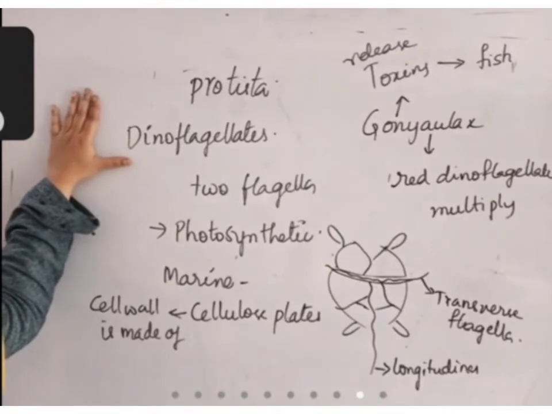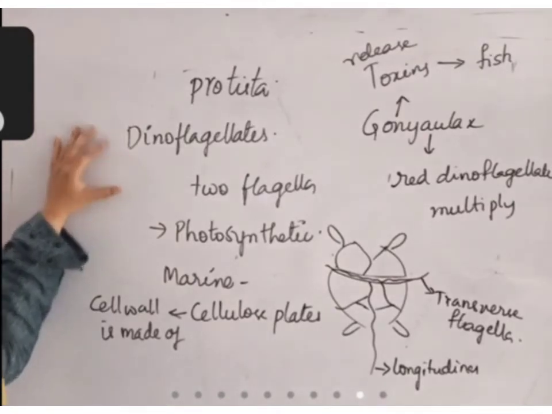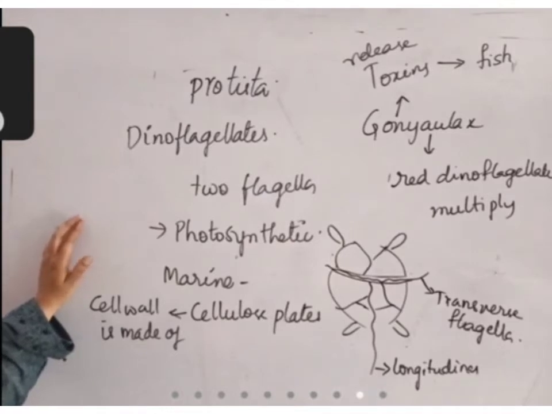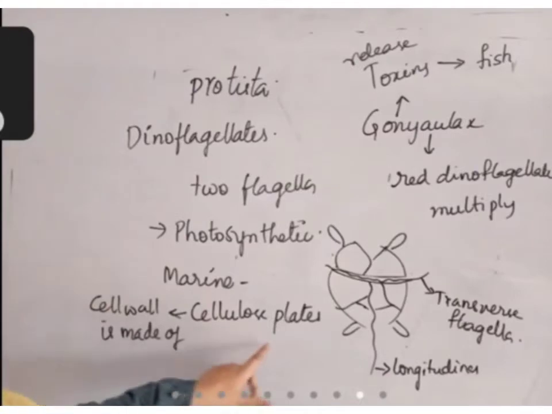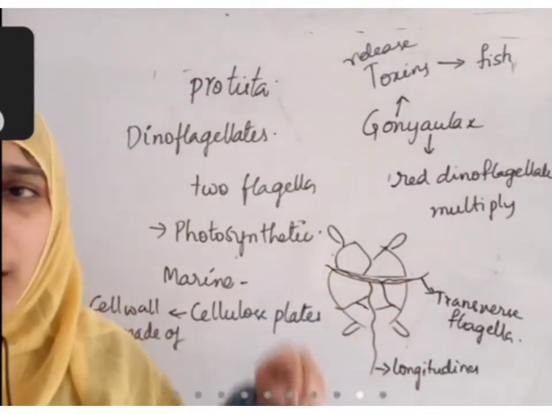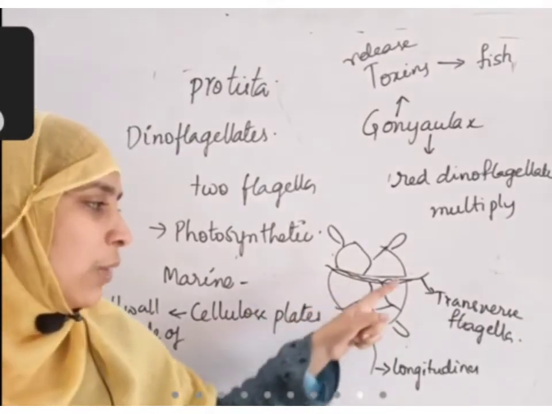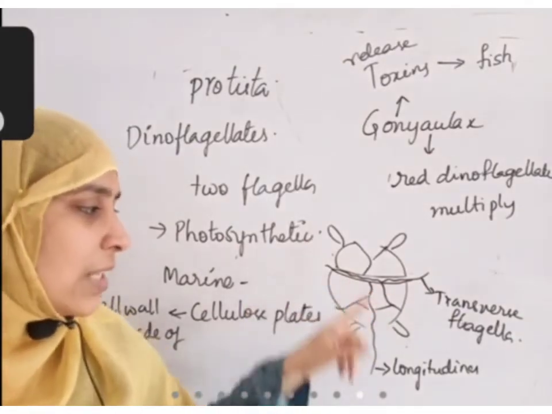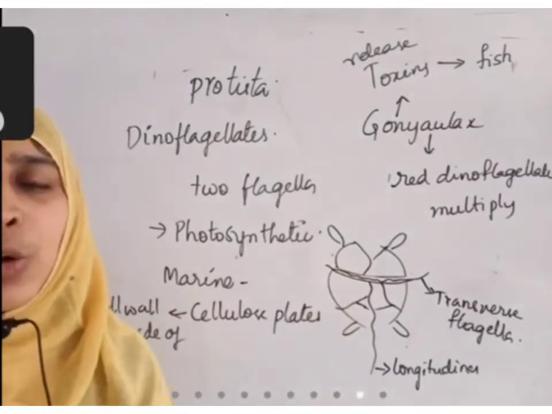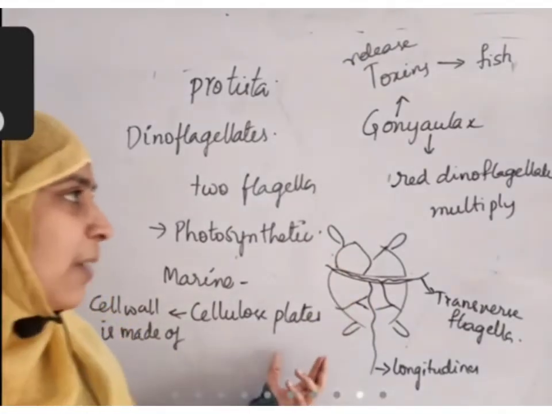What did we learn about dinoflagellates? They have 2 flagella. They are all photosynthetic. They live in marine water. The cell wall is made up of cellulose plates, and these cellulose plates leave a small furrow, a deep groove in between, through which the transverse flagellum grows, and the longitudinal flagellum is attached to that groove. Okay, 2 flagella are present.